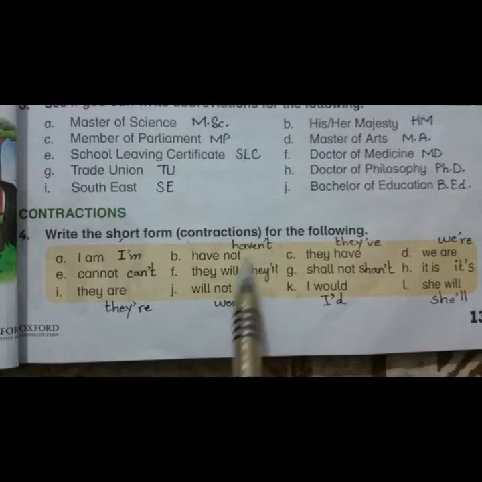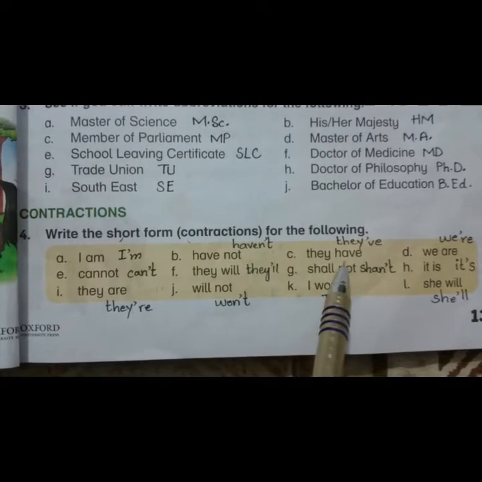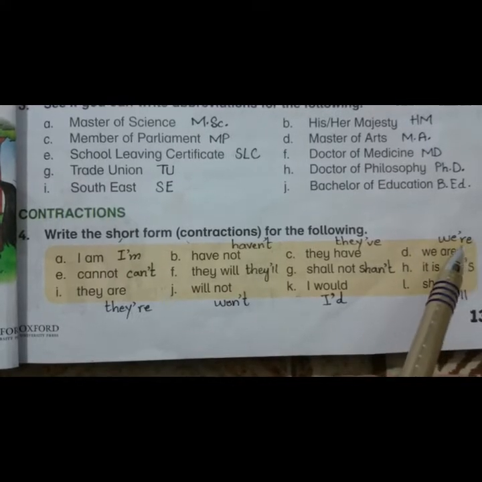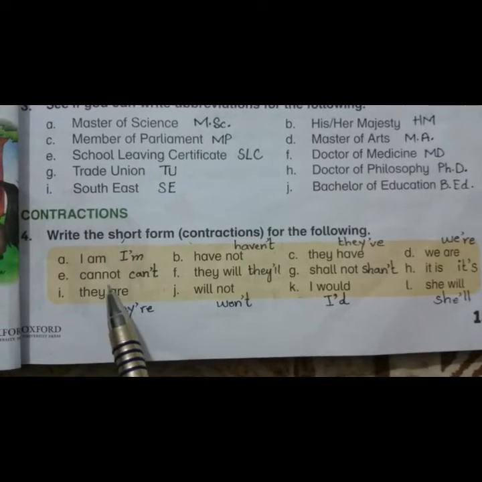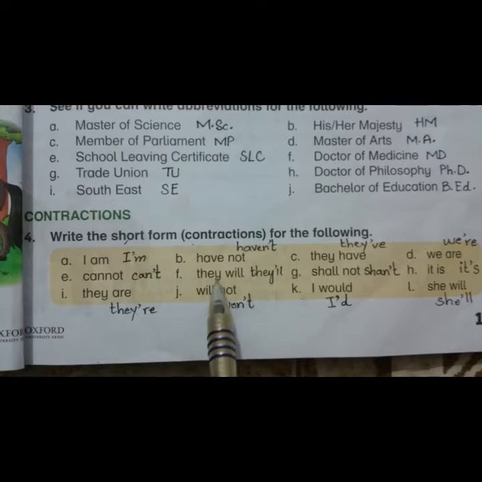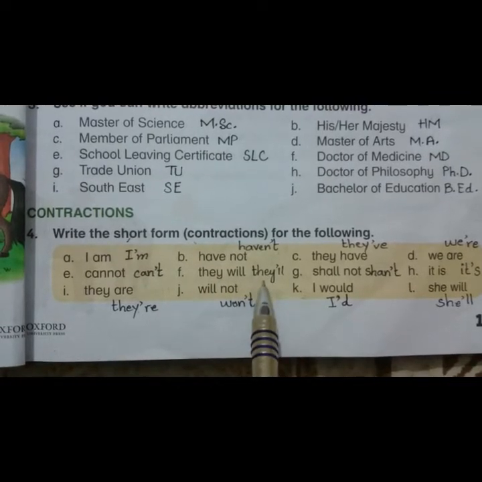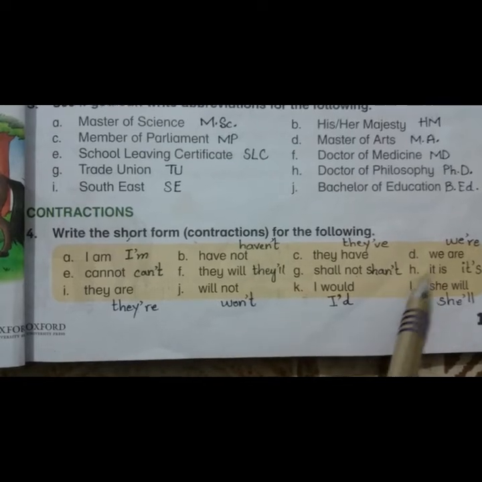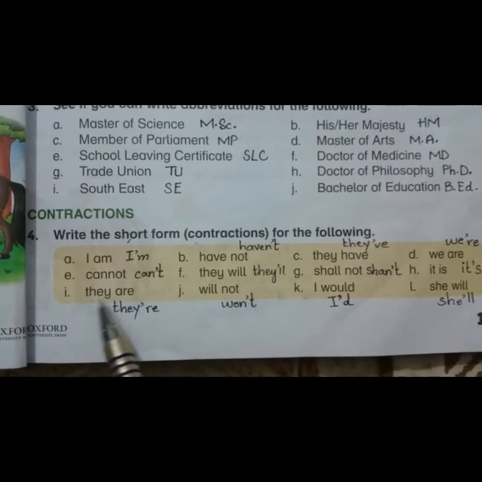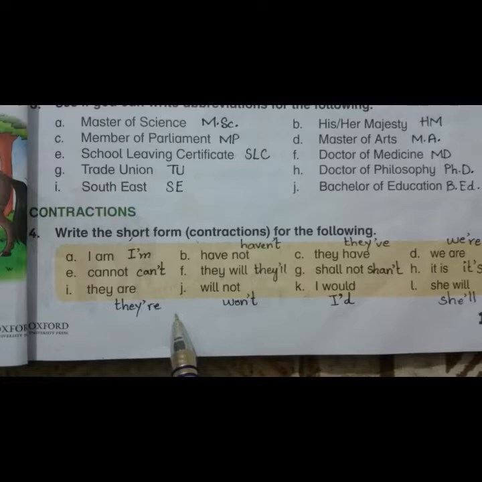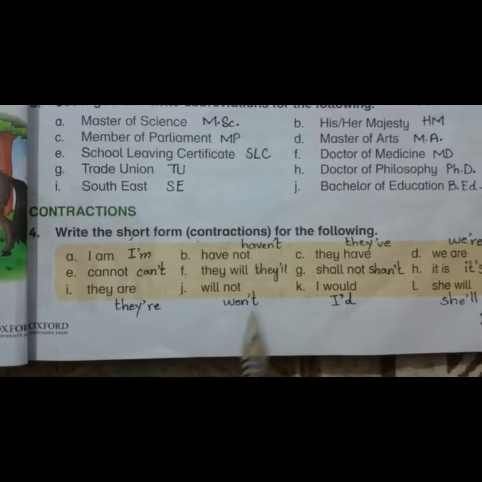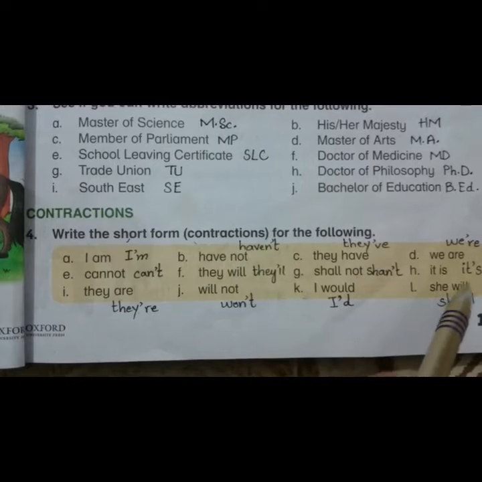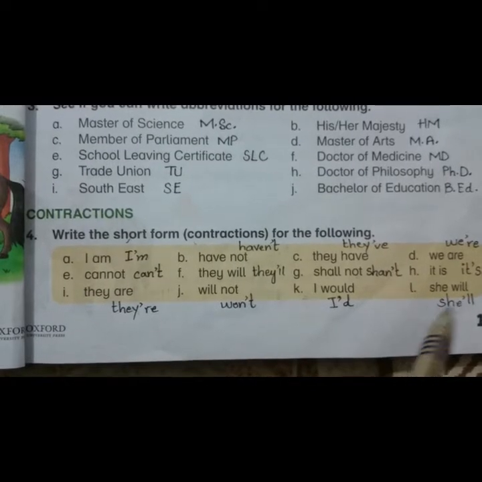Have not will be written as haven't. They have will be written as they've. We are will be written as we're. Cannot will be written as can't. They will will be written as they'll, shall not, shan't, it is, it's, they are, they're, will not, won't, I would, I'd, and the last one, she will be written as she'll.